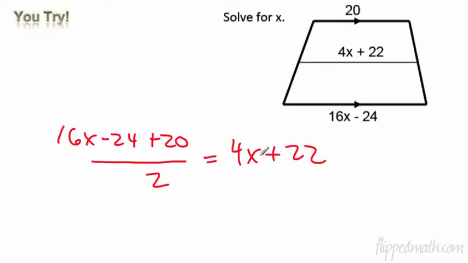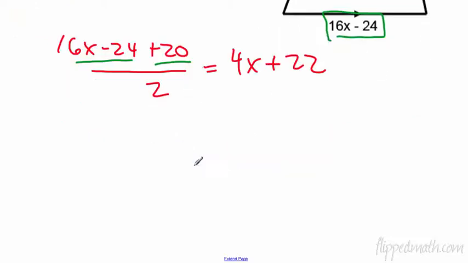All right, so here is the equation that I start with. Let's see if we can figure out how Mr. Kelly got this. So 16x minus 24, plus 20, if you add them up and divide by 2, it should equal the mid-segment, 4x plus 22. Now I'm going to combine like terms. So 16x, what do you get? Minus 4 all over 2 equals 4x plus 22.